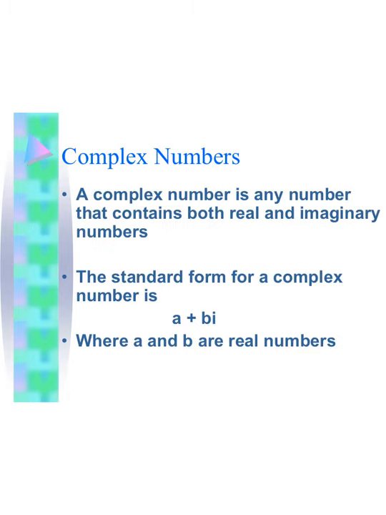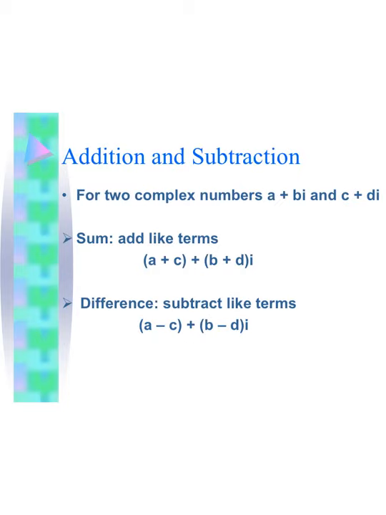A complex number is any number that contains both real and imaginary numbers. The standard form of a complex number is going to be a plus bi, where both a and b are real numbers, and i represents the complex or imaginary portion. Every number can be written in this form. If we don't have a real value for a, we can include it as a 0. Same thing for a complex, we could have a 0 for b, but usually we're going to have at least both components.